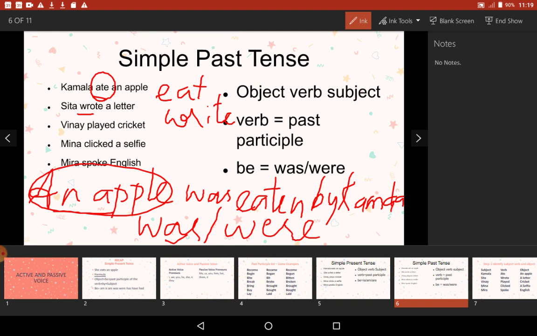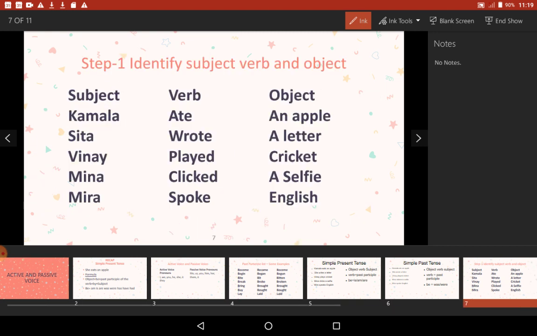Second sentence, if we take, the passive form will be a letter was written by Sita. Third sentence, cricket was played by Vinay. Fourth sentence, a selfie was clicked by Meena. English was spoken by Meera. That is the last sentence. So, it was very easy, wasn't it?